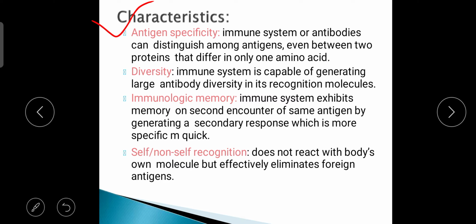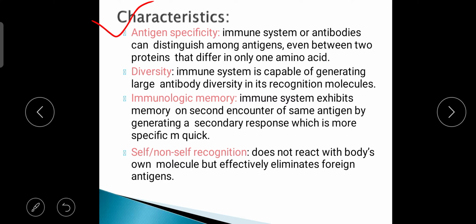The second one is diversity. The immune system is capable of generating a large diversity of antibodies in its recognition of molecules. The third one is immunologic memory. This means the immune system exhibits memory on the second encounter with the same antigen by generating a secondary response which is more specific and quick.